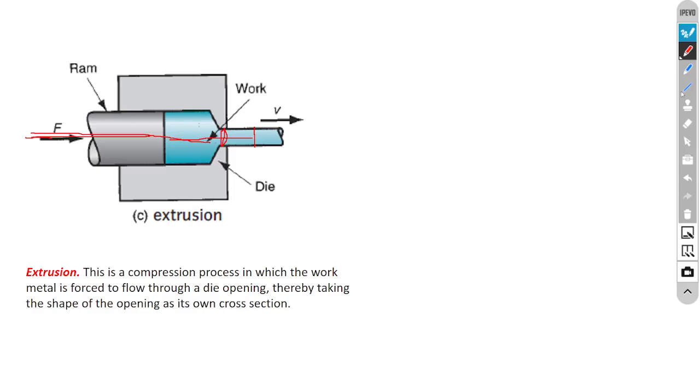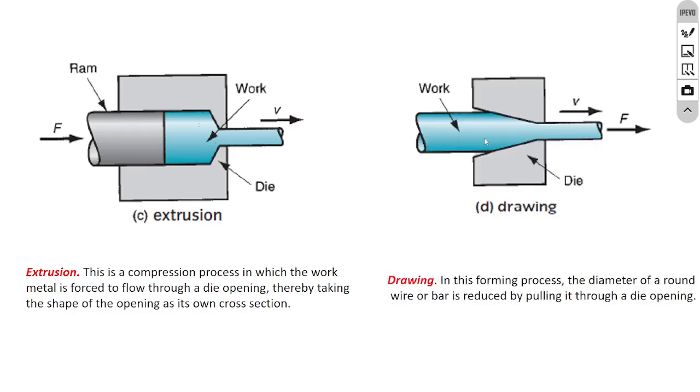But in the other method, these are bulk deformation methods, it is drawing. Instead of pushing the stock toward the die, we pull the stock at the other side. It is drawn. The method is called drawing. In this forming process, the diameter of a round wire or a bar is reduced by pulling it through a die opening.